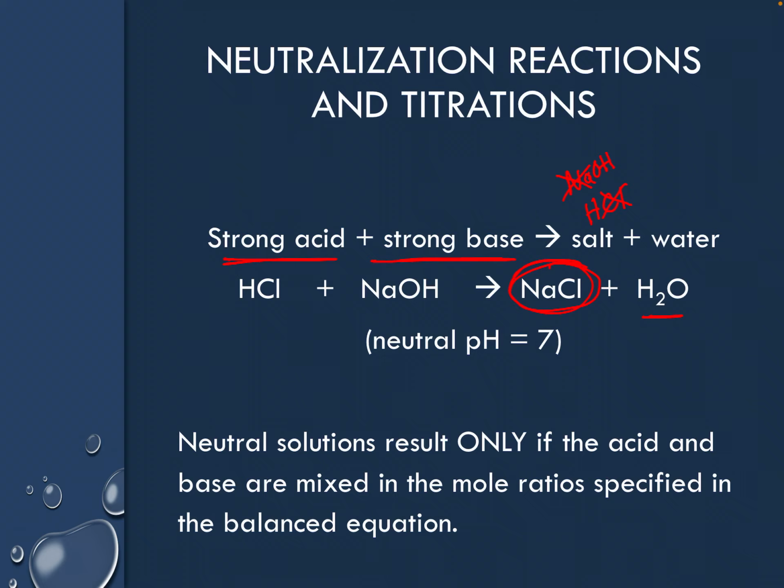So again, we must have a strong acid and a strong base, and they have to be mixed in the mole ratios that are specified in the balanced chemical equation. So for every 1 mole of hydrochloric acid, we need to have 1 mole of sodium hydroxide. If we were using, say, sulfuric acid, that would need to react with 2 moles of sodium hydroxide, but it would still result in a neutralization reaction.